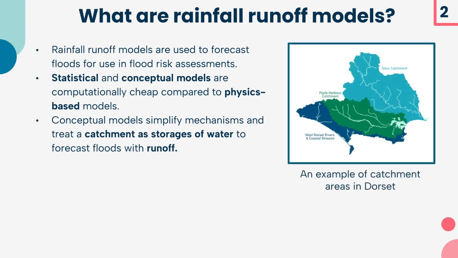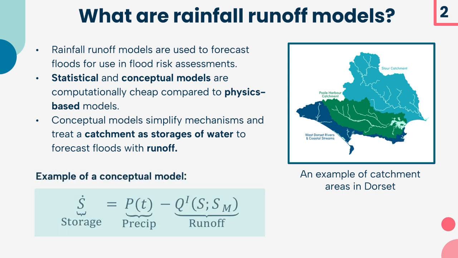So here you can see some catchments. For example, the Stour catchment: all the water that falls in this catchment will end up in this river. And it will be represented as a box or multiple boxes, depending on the model. And so an example of a conceptual model is one we see below. So you have the change in water content or storage. It's going to be equal to a water balance, which is the input of precipitation, minus this runoff term.